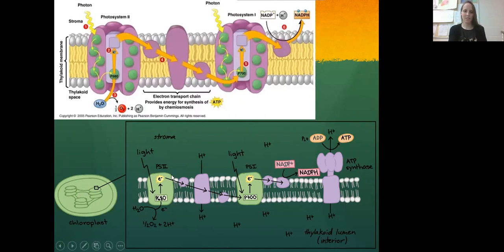So what happens, we're going to start here at photosystem 2, remember is the first photosystem, and light is going to come in and it's going to excite the electrons. So these electrons are now excited.